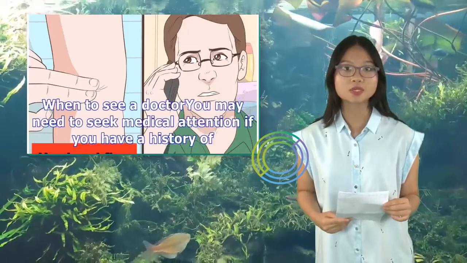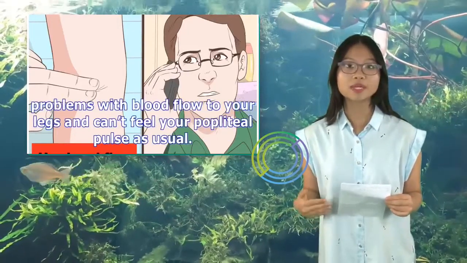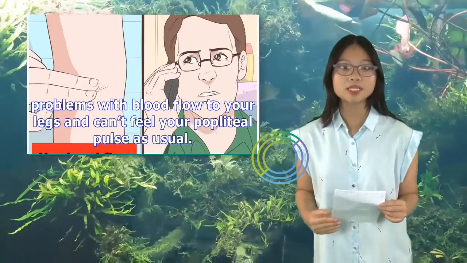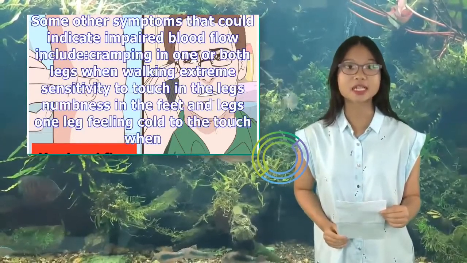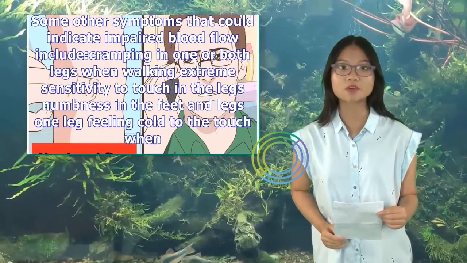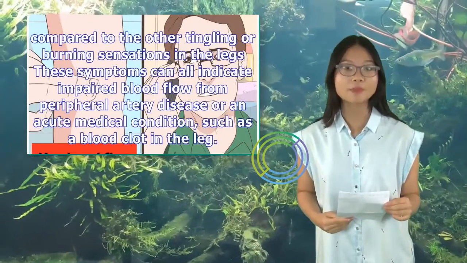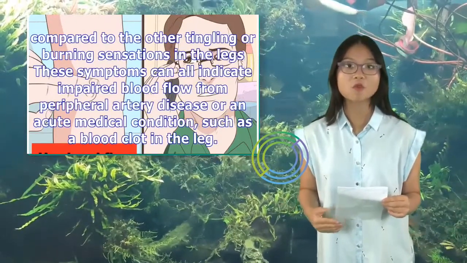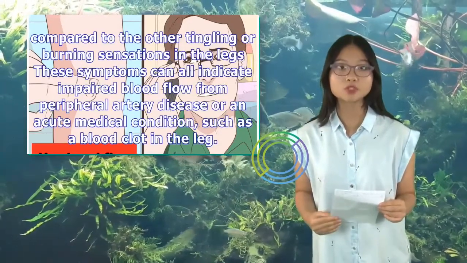When to see a doctor. You may need to seek medical attention if you have a history of problems with blood flow to your legs and can't feel your popliteal pulse as usual. Some other symptoms that could indicate impaired blood flow include cramping in one or both legs when walking, extreme sensitivity to touch in the legs, numbness in the feet and legs, one leg feeling cold to the touch when compared to the other, tingling or burning sensations in the legs. These symptoms can all indicate impaired blood flow from peripheral artery disease or an acute medical condition, such as a blood clot in the leg.